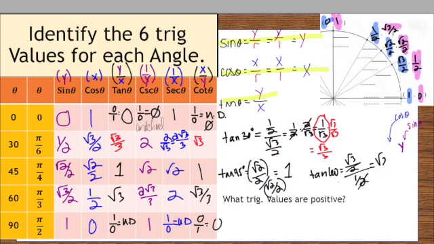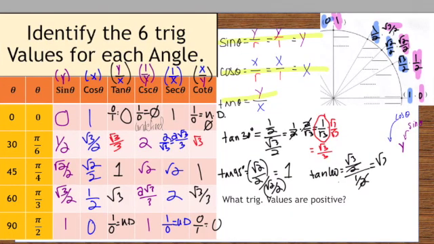A lot of work, but the good news is the values repeat over and over again. So all you really need to do is identify which angle matches up with which one. I'm going to show you how to do that on the next slide. But before we do that, we got one last part.